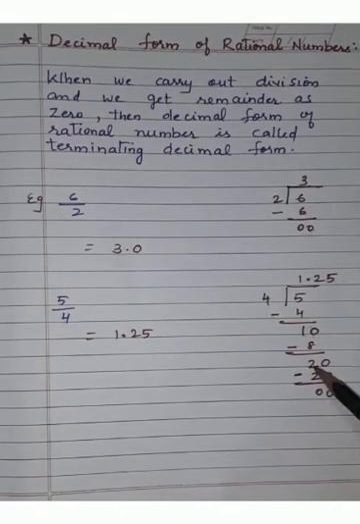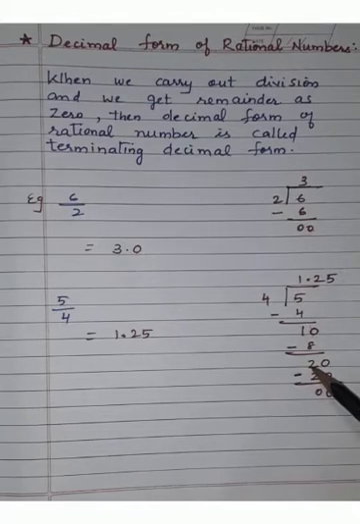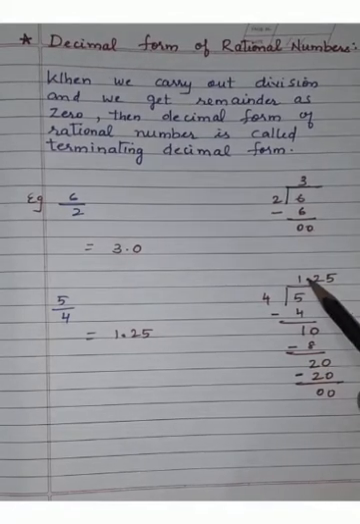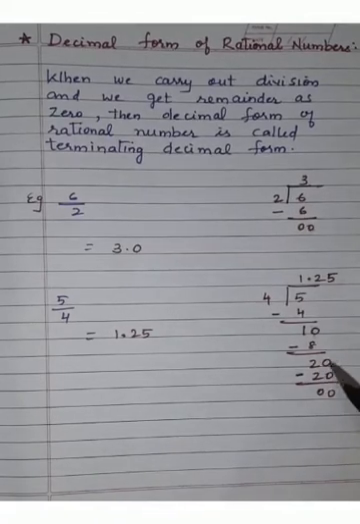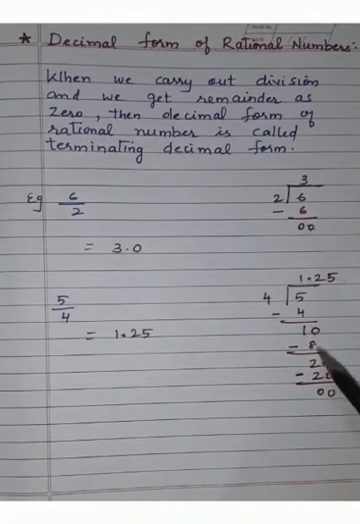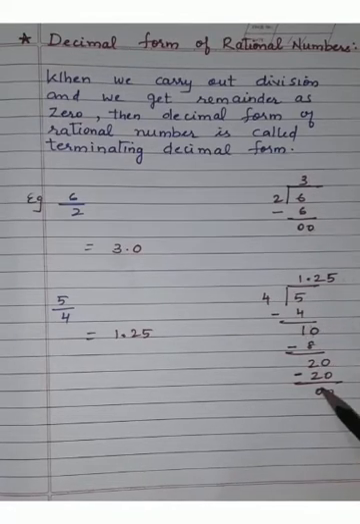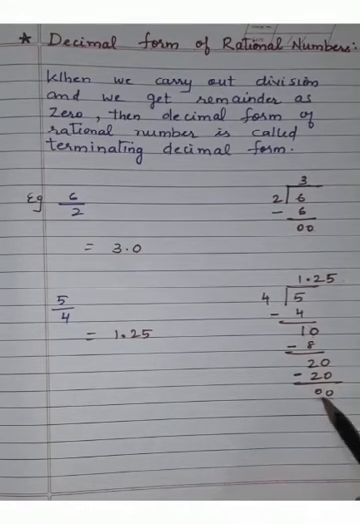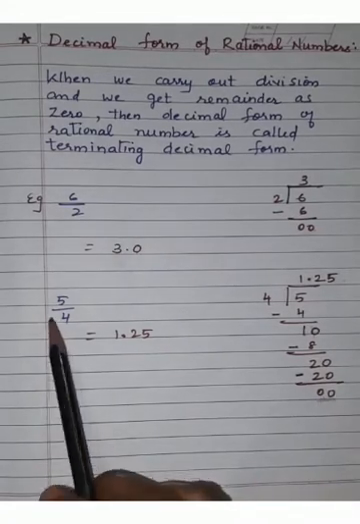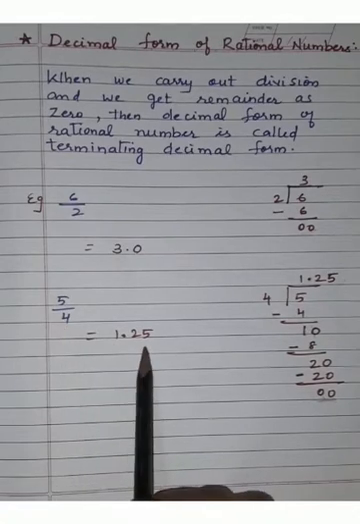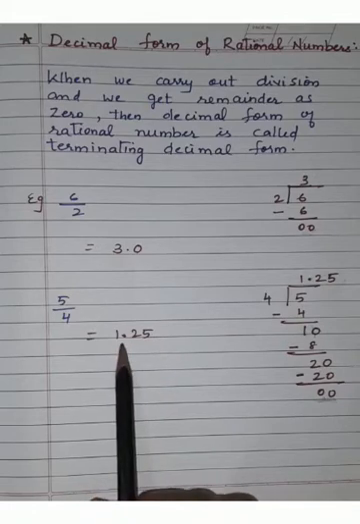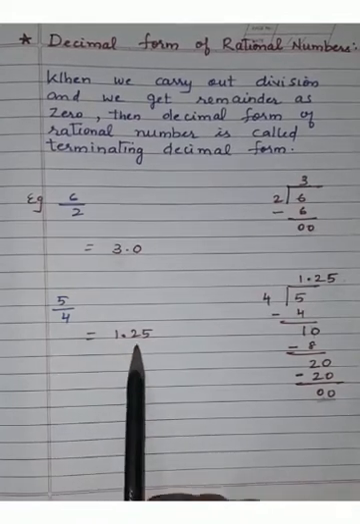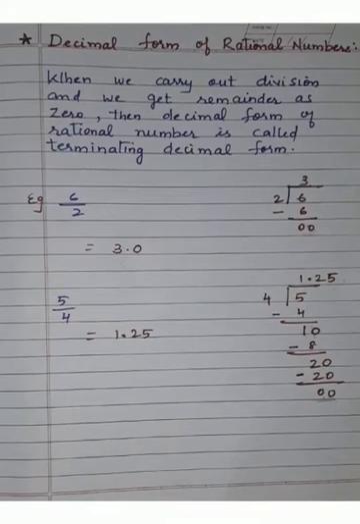So again it is not stopping. We are not getting the remainder 0. Since the decimal point is here, I will put one more 0, so I get 20. In the 4 table, 4 5s is 20. When I subtract 20 from 20, I get 0. So finally I got 0. That means the decimal form of 5 upon 4 is 1.25. The division is stopping here, it is not continuing. So the decimal form of 5 upon 4 is a terminating decimal form.